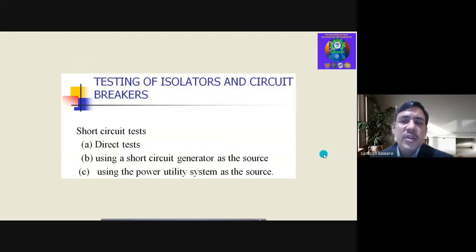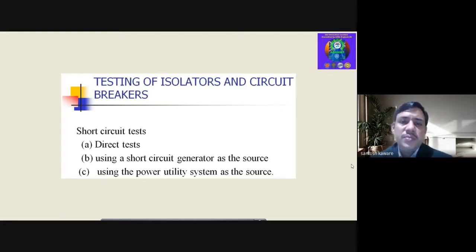Then for the isolators and circuit breakers, we have the short circuit test. Short circuit test means practically they create the fault and test the performance of that equipment. Generally at a substation, if there is a breakdown of any line and that line falls on the ground, it is treated as a fault, and then the breaker operates. So practically they test this at factory level also.